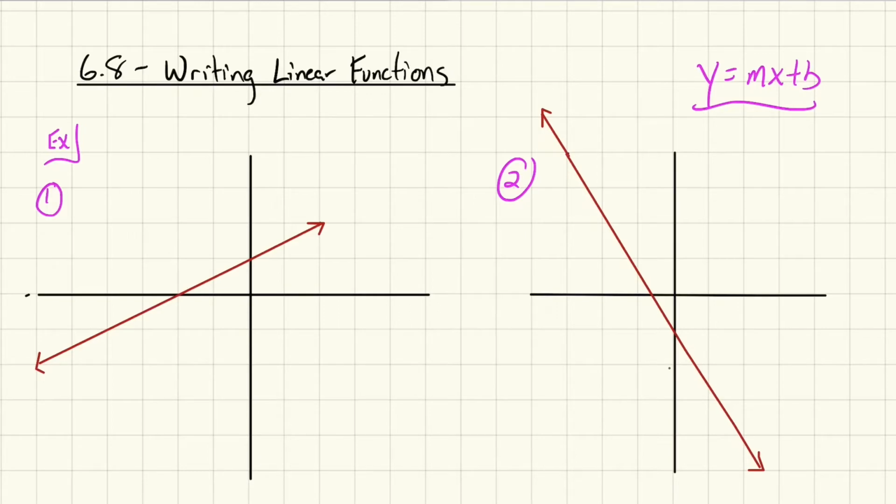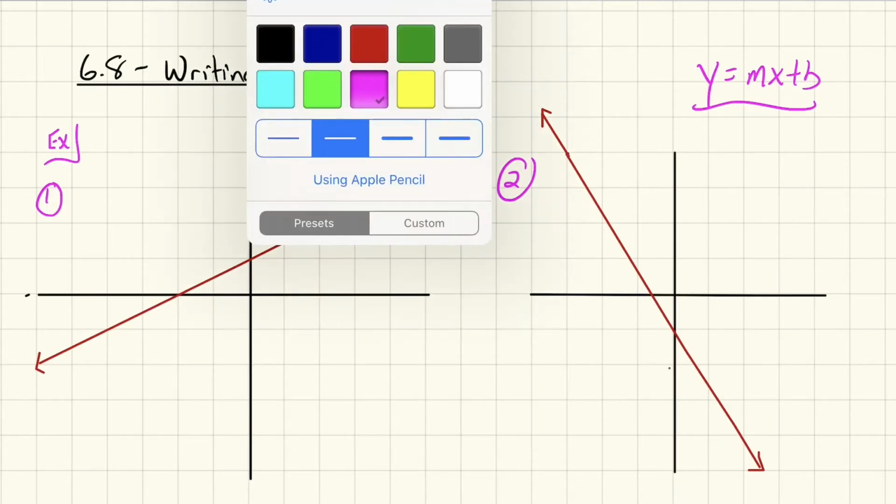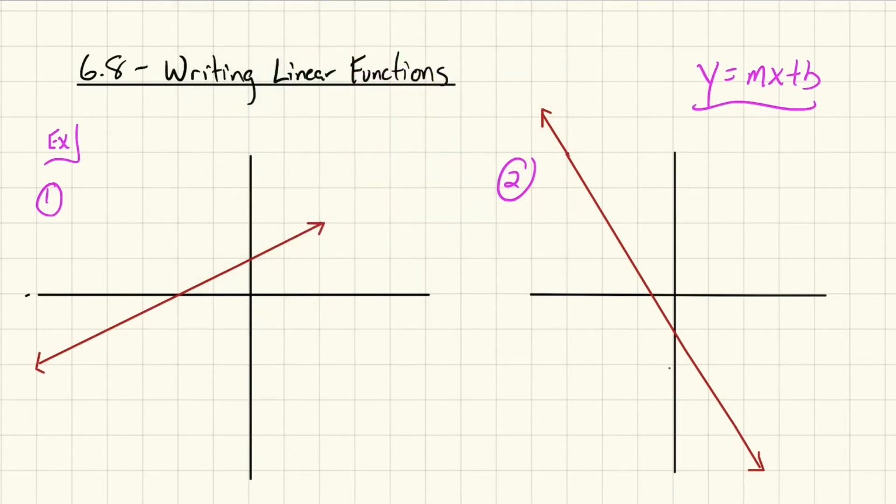So let's look at our first example. We have this line here, and since we know we are using y equals mx plus b format, the very first thing I need to look for is the y-intercept. Well, the y-intercept is where the graph crosses the y-axis. My y-axis is running up and down. My x-axis is running left and right. So we can see that it crosses right here.